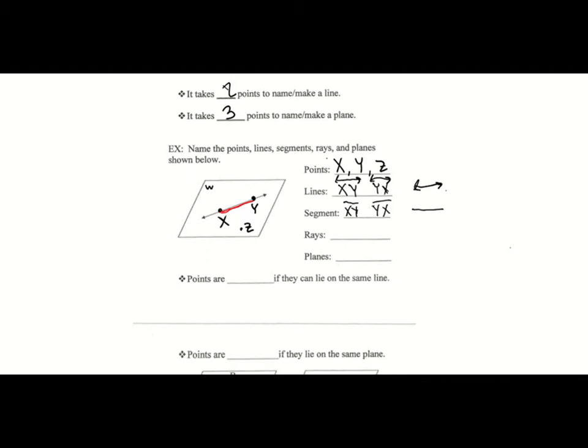Next we have a ray. So our ray could be either this piece, so if we fix that Y, we have starting at X and going past Y, that is one ray. And if you have a hard time remembering what a ray is, think of a ray of sun. If we have a ray of sun, it starts at our sun and goes out in an infinite direction. We have a bunch of rays around the sun.